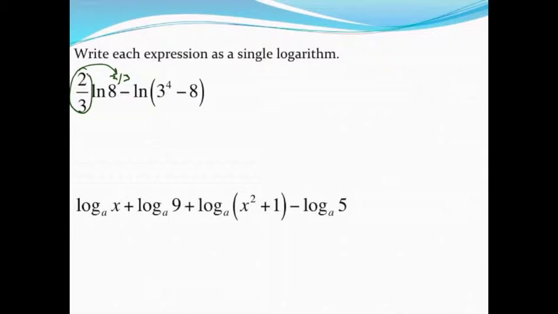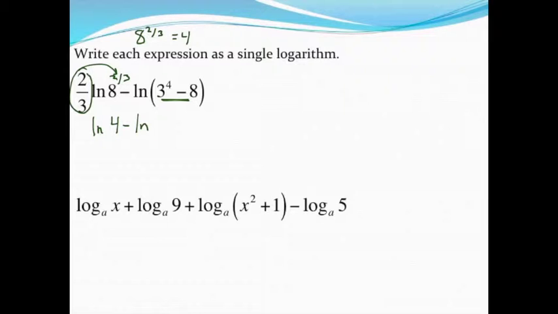Well, I can go ahead and actually evaluate that. 8 to the 2/3 is 4. If you don't believe me, you can go ahead and check that on a calculator, but trust me, it's 4. So really, this first piece becomes just natural log of 4 minus the natural log of, I'm going to go ahead and evaluate all this in here too.